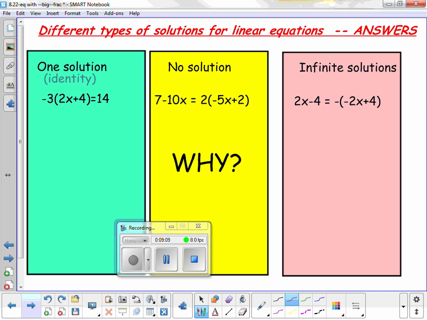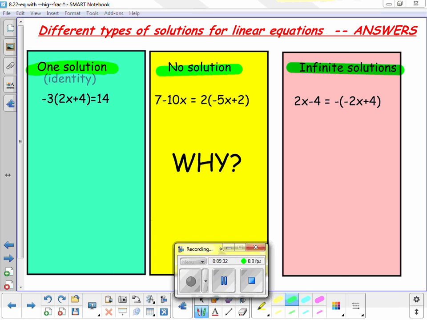All right, and then the next part we want to talk about is the different types of solutions for linear equations. Well, I have 3 different colored columns. There are 3 different types of solutions. There is what's called a single or one solution. There is no solution, and there are infinite solutions.